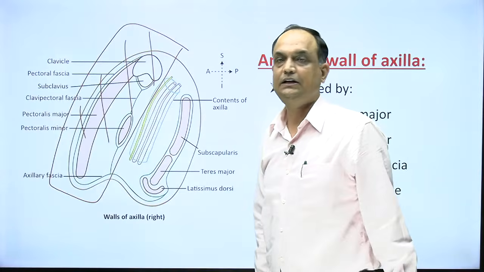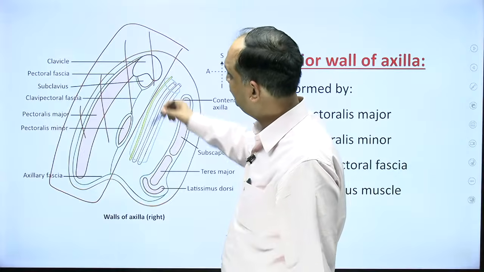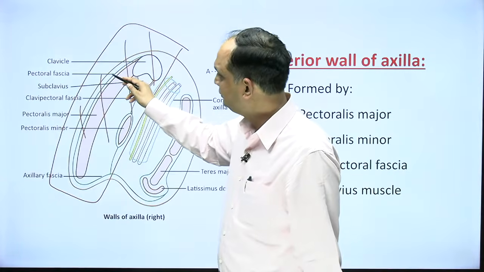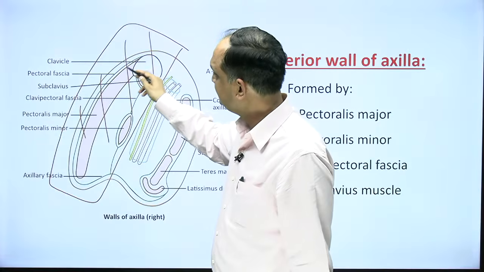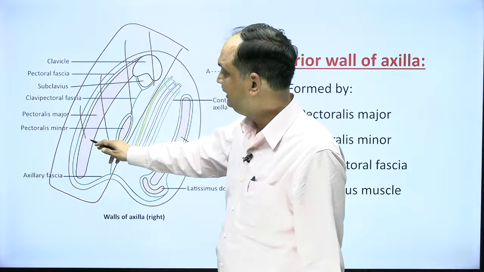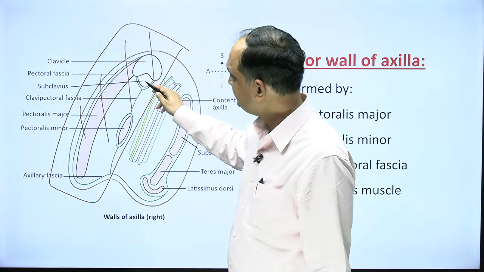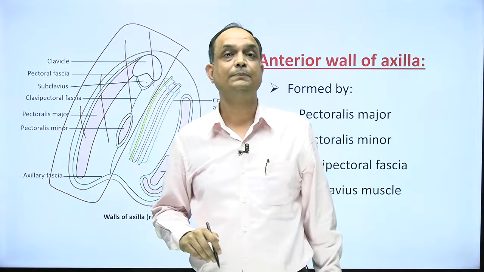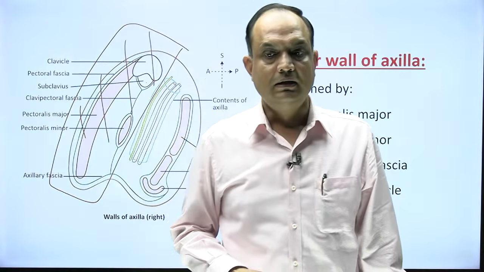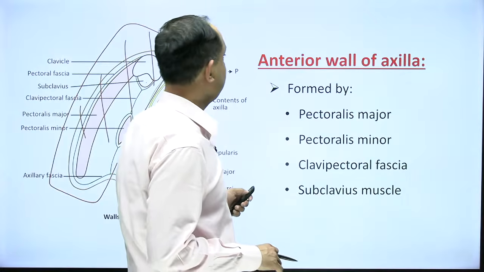So the anterior axillary fold. Which structures form the anterior axillary fold? Anteriormost is skin, then superficial fascia, then this green color is the deep fascia or pectoral fascia. Below that you will have pectoralis major muscle, and then you will have clavipectoral fascia, which is enclosing the two muscles, subclavius and pectoralis minor muscle. Clear? Okay.